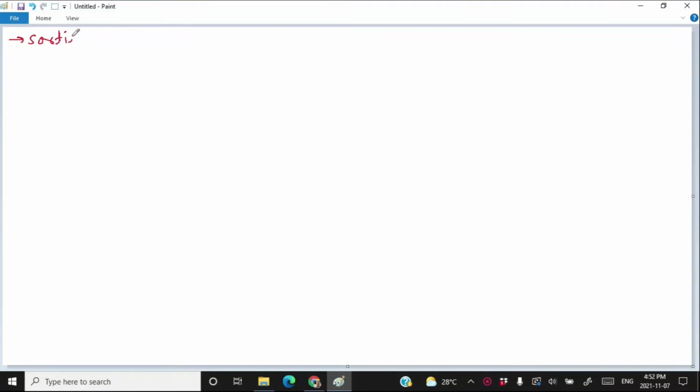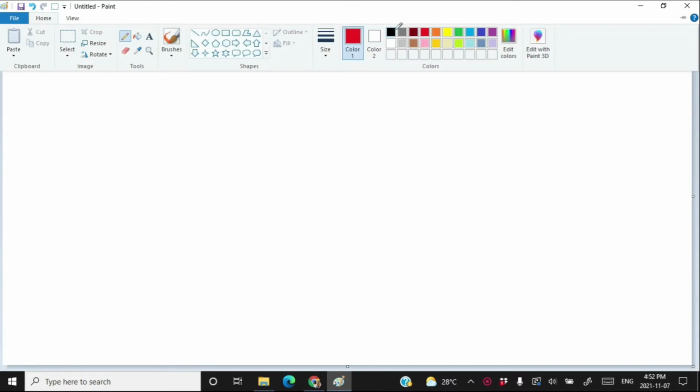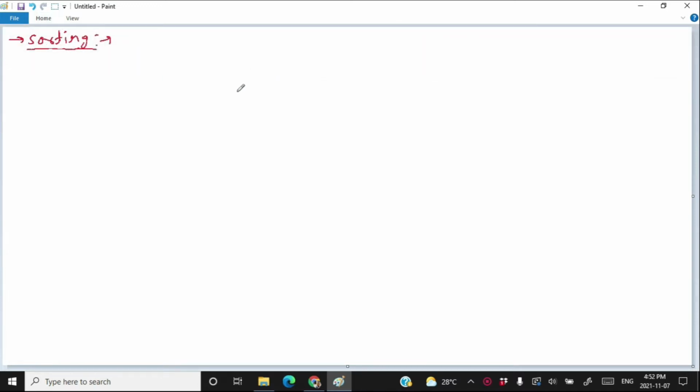Sorting. Now the first question which should come to your mind is, what is sorting?